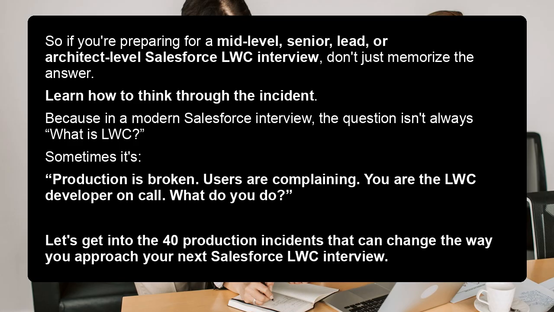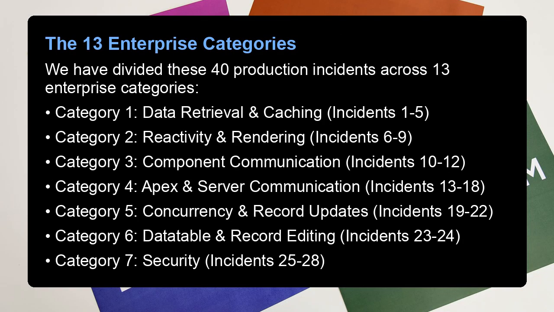The 13 enterprise categories. We have divided these 40 production incidents across 13 enterprise categories. Category 1, Data Retrieval and Caching, Incidents 1 to 5. Category 2, Reactivity and Rendering, Incidents 6 to 9. Category 3, Component Communication, Incidents 10 to 12. Category 4, Apex and Server Communication, Incidents 13 to 18.